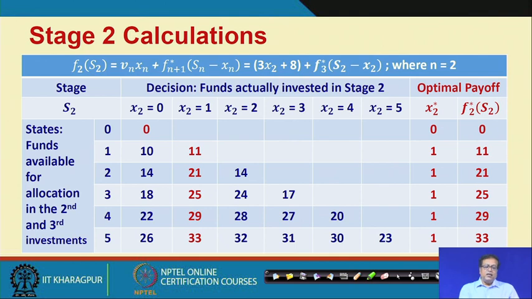So, clearly speaking, if you see these row wise, the optimal value is 0. If you see this row wise, the optimal value is 11. If you see this way, the optimal value is 21. If you see 25, this row 29, this row 33.